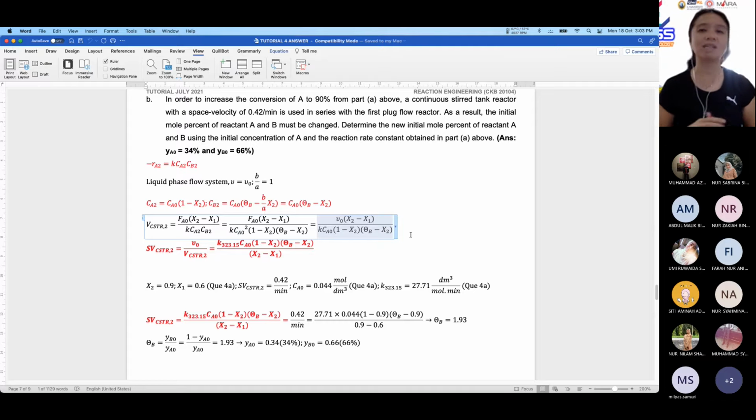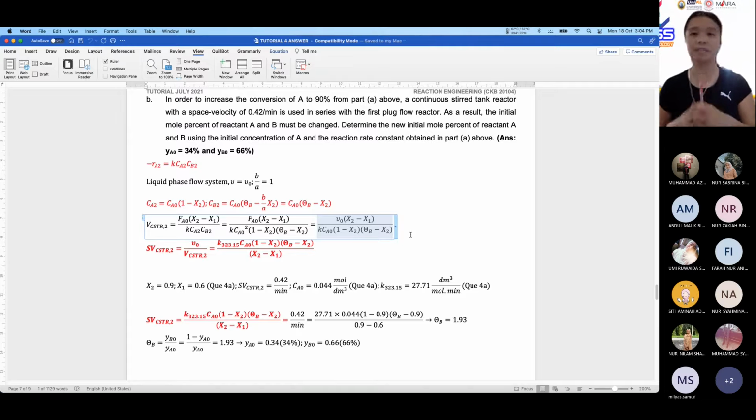Do note, equation ni memang tak ada dalam saya punya notes. Dalam notes saya chapter 4, saya hanya address a single reactor. So means part ni kamu kena betul-betul faham. Chapter 2 kamu kena combine and actually derive by yourself the equation for this. Okay, so hopefully you understand the explanation.